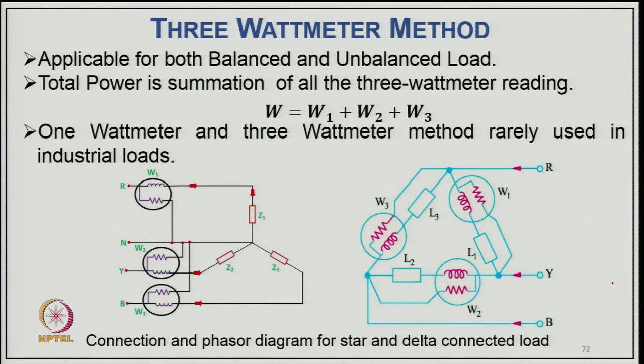This 3 wattmeter method is applicable for both balanced and unbalanced load. True power is the summation of all 3 phase wattmeter readings, W equals W1 plus W2 plus W3. The 1 wattmeter and 3 wattmeter methods are rarely used for industrial loads. You can see how the pressure coil is connected between line and neutral, and the current coil in series. In delta connected, of course, you have a pressure coil connected across the line, that is phase voltage, and the current coil is connected in series.